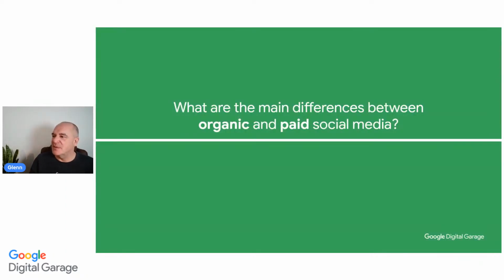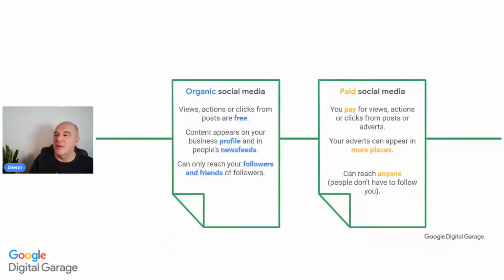So the main differences between organic and paid social media, there's one really key difference here, which I'll cover in a second. But organic social media, your views, actions, or clicks from posts are free. So that's when you have an account and you essentially post. Now you can only reach your followers and friends of followers there. That's the important bit, which is organic reach essentially on social media now is utterly minimal. You're hardly going to reach anyone at all on that basis.